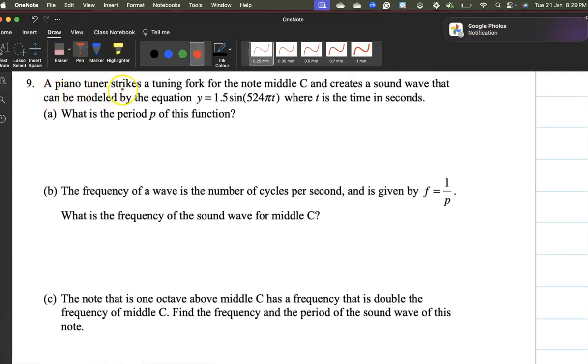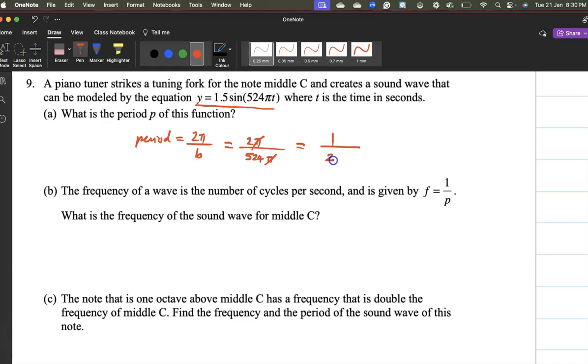A piano tuner strikes a fork, the middle note C, and creates a sound wave that is modeled by this. What is the period of this function? 524 pi t. So 2 pi upon 524 pi. t won't come in, that's your variable. So 1 upon 2 2s are 4, 2 6s are 12, 262. That's the period.